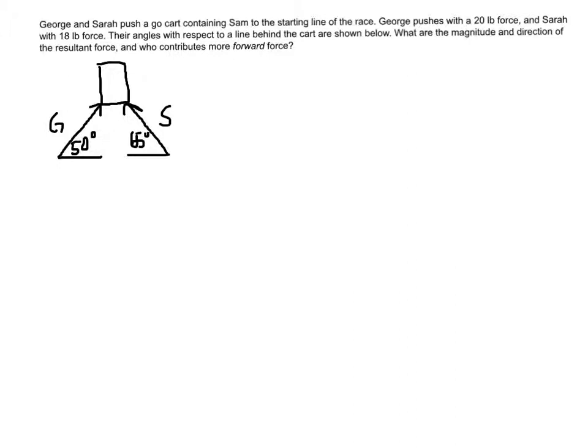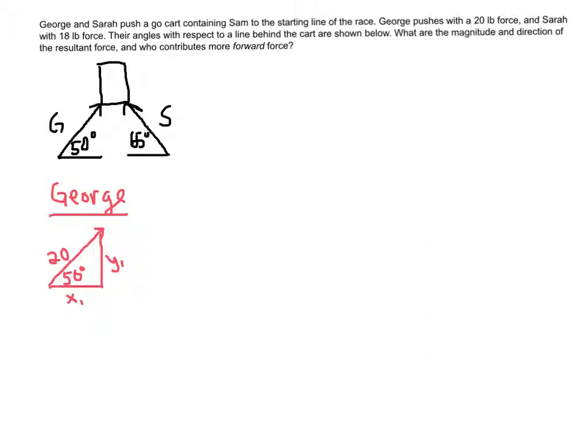What we're going to do is look at the George vector and the Sarah vector, and when we add them together, that's going to be our resultant vector. So let's look at the George vector. That's a vector with a magnitude of 20 pounds of force at an angle of 50 degrees. So we're going to find the x component and the y component of this vector.